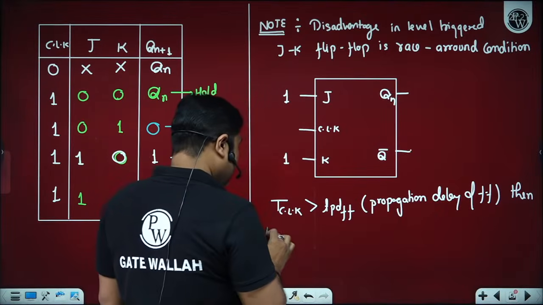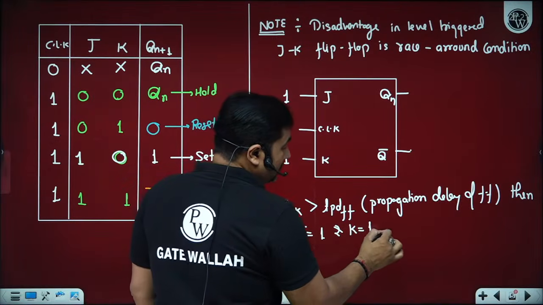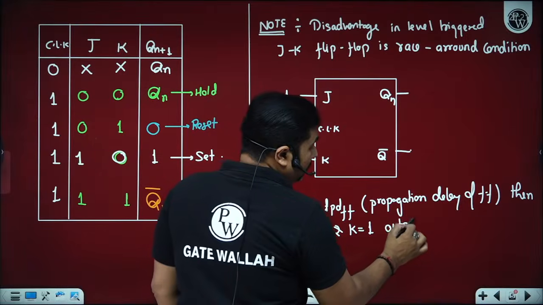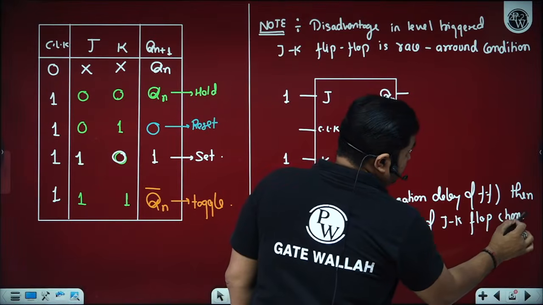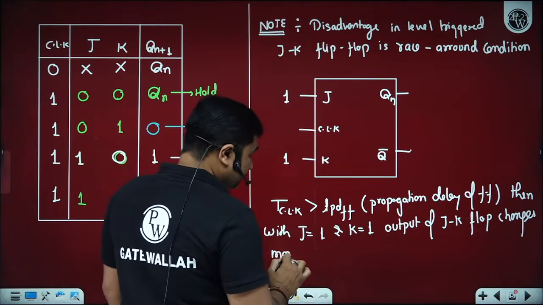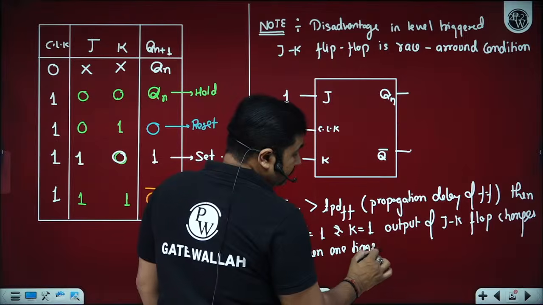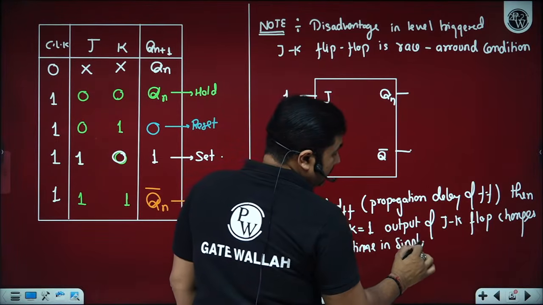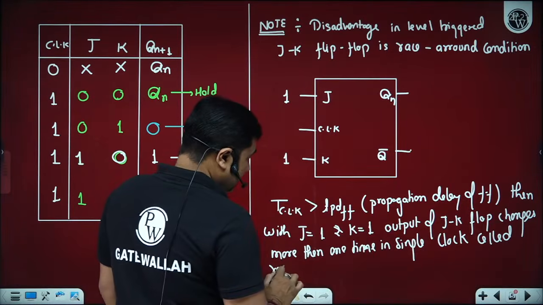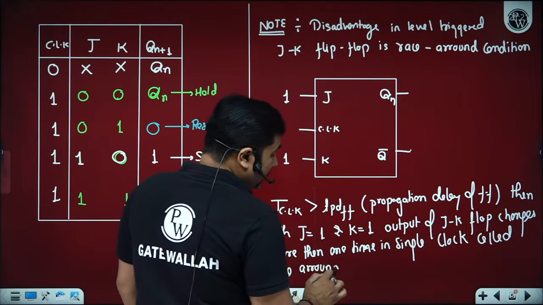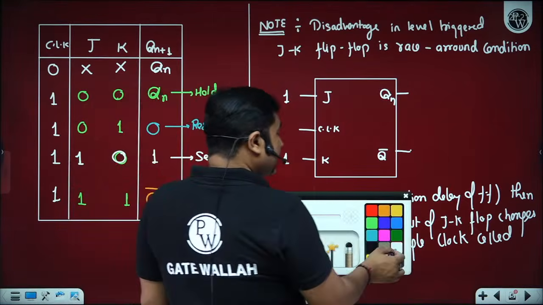Then with J equal to 1 and K equal to 1, the output of the JK flip-flop changes more than one time in a single clock, called race around. So this is what we basically call race around. Is it okay? Theoretically. Now, how to avoid this race around condition?